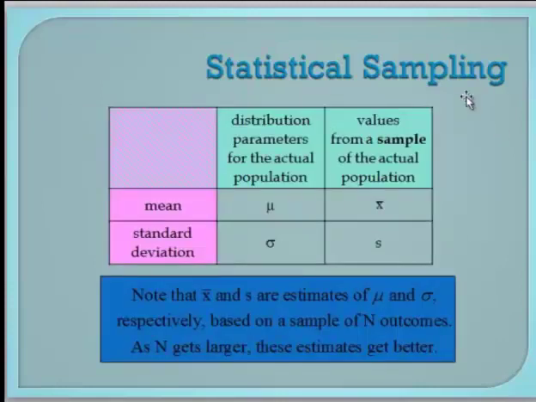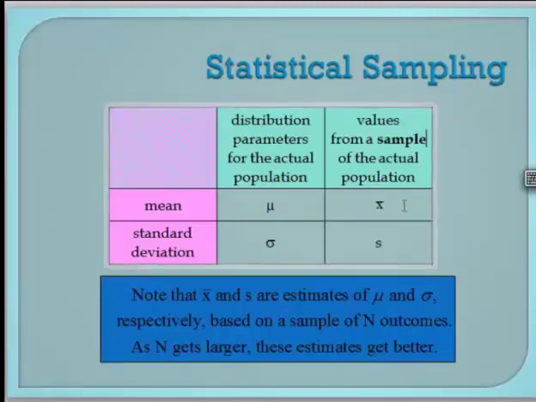So with statistical sampling, if we have distribution parameters from an actual population, we have a mean and a standard deviation. If it's from a sample population, we're talking about the mean of our sampling distribution and the sample standard deviation. As our number of samples gets larger, these estimates just get better.